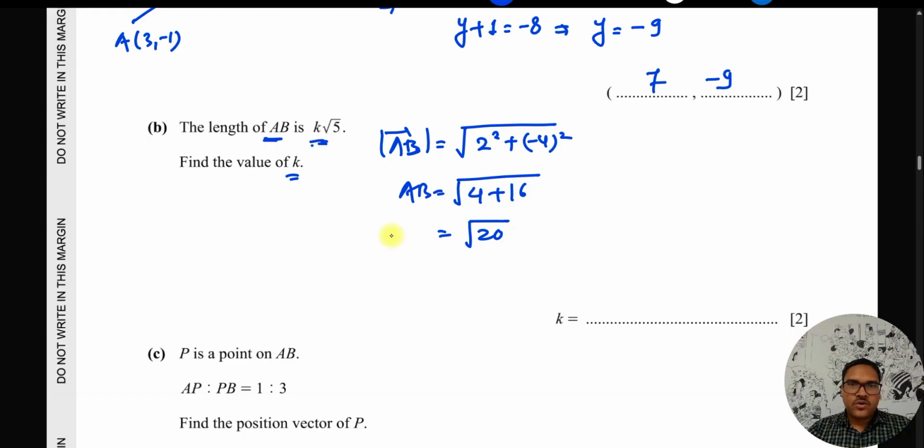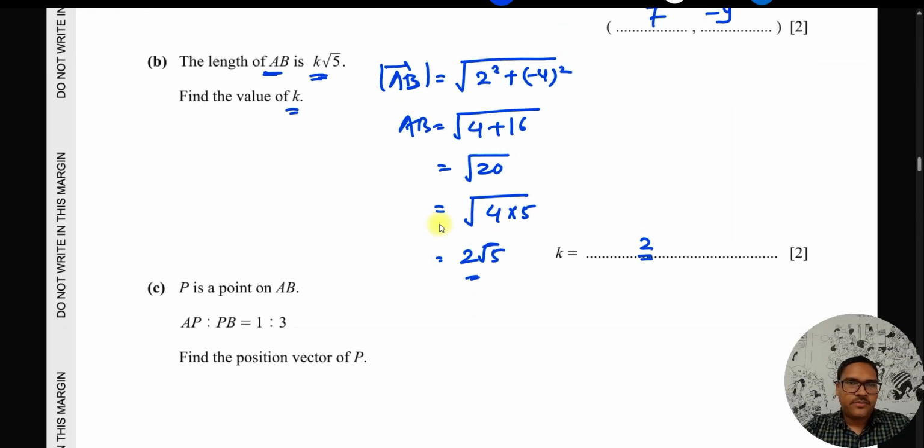Now, this is k root 5. So, to find k, I can say this is under root of 4 into 5, which is 2 root 5. Simplifying, root 4 is equal to 2 and root 5. So, what is the value of k? You can compare. What is the answer? k will be equal to 2.